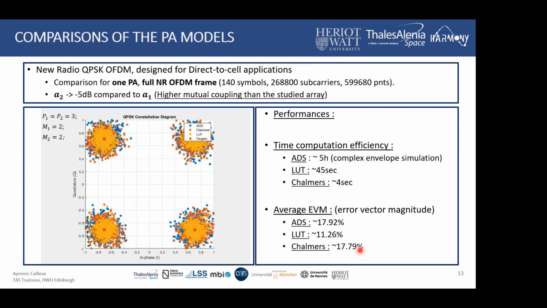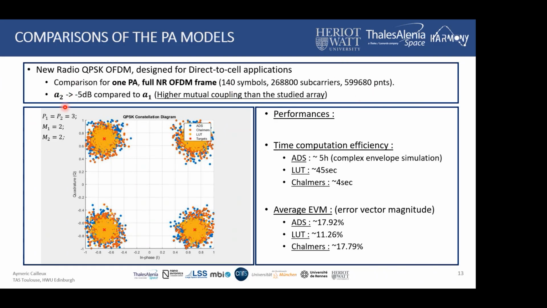I also did some simulation to do comparison in terms of computation time and in terms of accuracy between the lookup table model, the Chalmers model, and the complex envelope simulation approach using the commercial software ADS. I generated a new radio QPSK FDM signal, which is basically the signal applied to direct-to-cell applications. And we did a comparison for one power amplifier for a full frame. So really a large number of points.